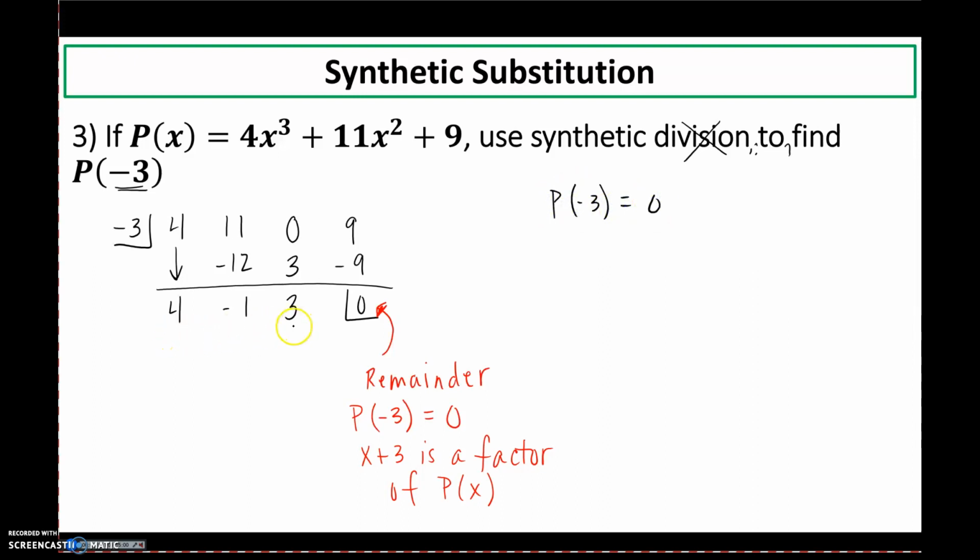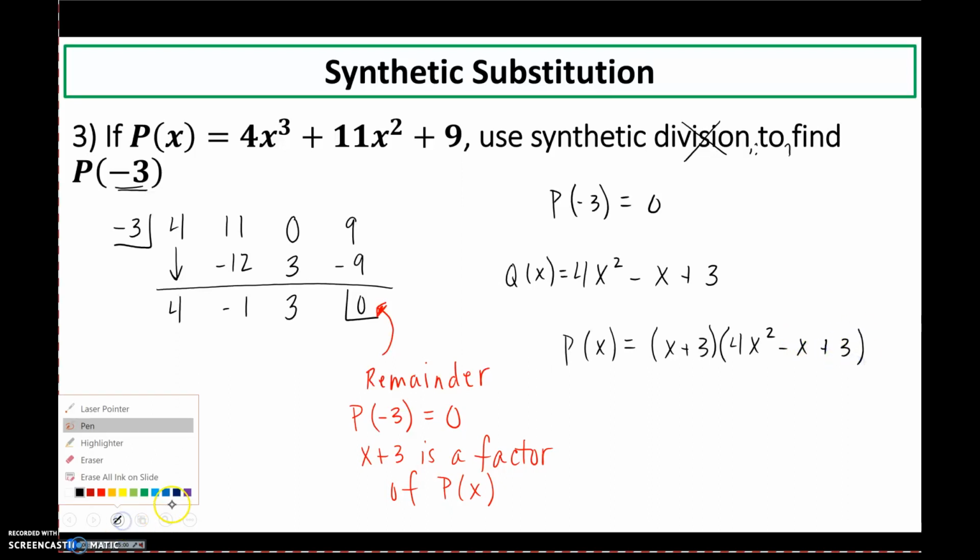Okay, what do these values represent? Well, these are the quotient. So if I take the cubic and divide it by a linear factor, my new polynomial would be 4x squared minus x plus 3. So this would be my quotient. We'll call that q of x for my quotient. Okay? If this tells me that x plus 3 is a factor of the original, then I can rewrite p of x now in factored form. So I can write it as x plus 3 times this polynomial we got in our quotient, 4x squared minus x plus 3.